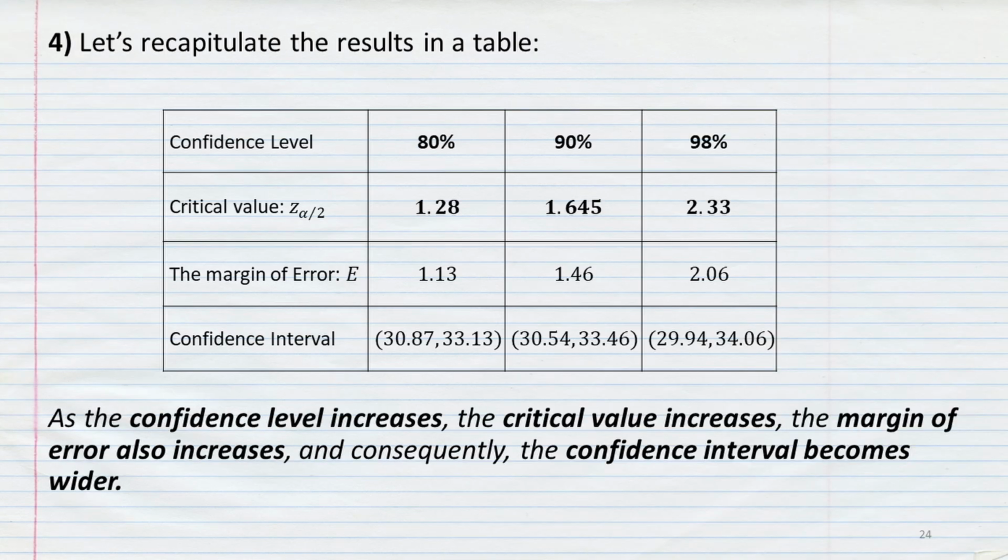Let's put all these results on a table and compare them to draw some conclusions. We can see that as the confidence level increases, the critical value increases, the margin of error also increases, and consequently, the confidence interval becomes wider.